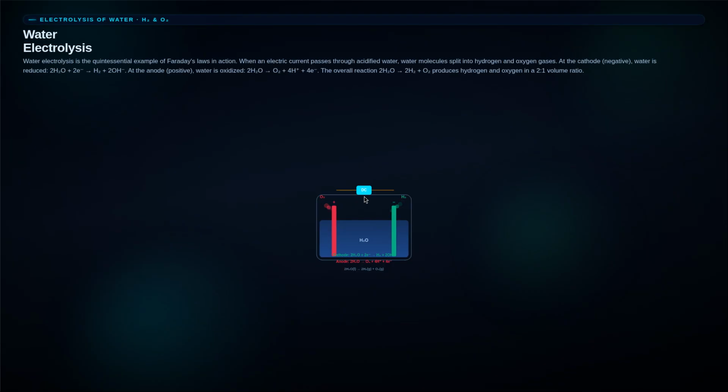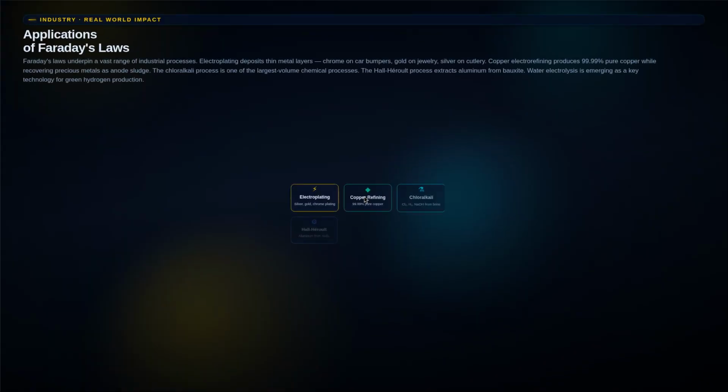Water electrolysis is the quintessential example of Faraday's laws in action. When an electric current passes through acidified water, water molecules split into hydrogen and oxygen gases. At the cathode, water is reduced to produce hydrogen gas and hydroxide ions. At the anode, water is oxidized to produce oxygen gas and protons. The overall reaction shows that 2 water molecules yield 2 hydrogen molecules and 1 oxygen molecule, producing a 2-to-1 volume ratio of hydrogen to oxygen.